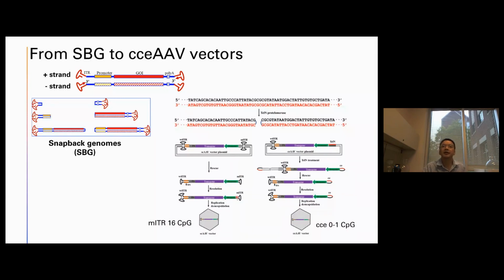Another way to think about the advantage of using this new way of generating self-complementary vector is that in this new CCE vector, we have no CpG sites in the ITR. And if we use a mutant ITR for making self-complementary vectors, there are still 16 CpGs in this region. So that's another difference between these two vectors.